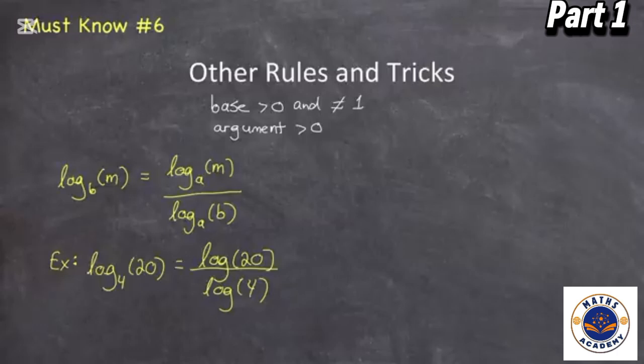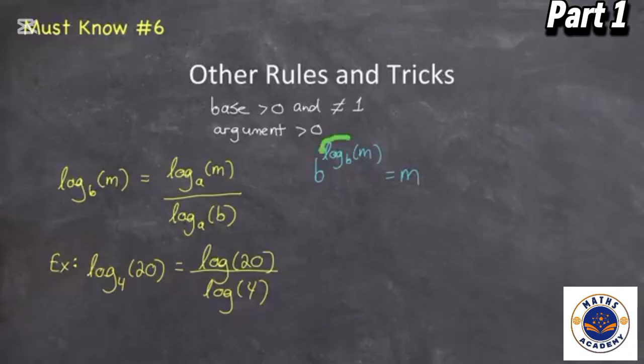Another rule that might be useful is the rule that tells you that b to the power of log base b of m would just equal m. If you think about what log base b of m means, that means the exponent that goes on b to get m. So if you take that answer and put it as the exponent on b, you of course get m. So an example of how this would work is that 3 to the power of log base 3 of 9, well, that would just equal 9.